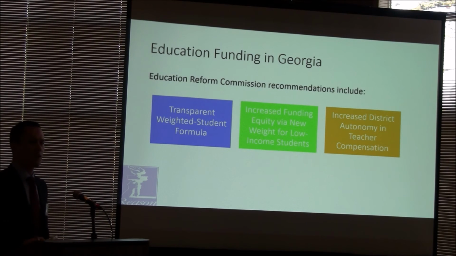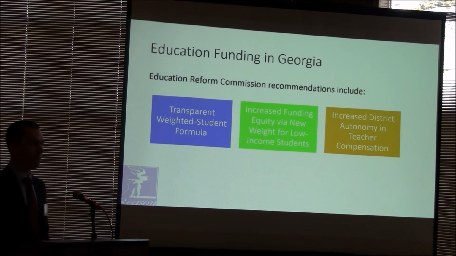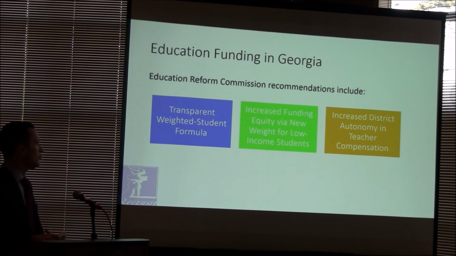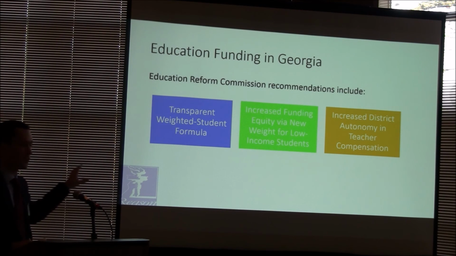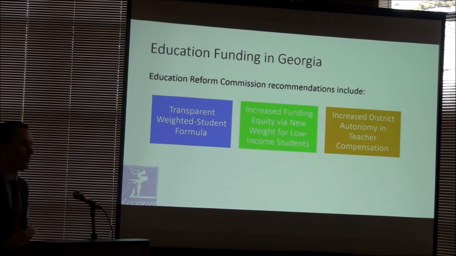Right now, there are a lot of changes being proposed in Georgia, and it looks like the state will likely adopt them next year. There are three key recommendations that the Education Reform Commission is making. Number one, they're recommending the implementation of a transparent weighted student formula, and a big change to their methodology is including a weight for low-income students. And so this will go a long way in terms of driving equity and really allocating resources in a more equitable and transparent manner within Georgia.